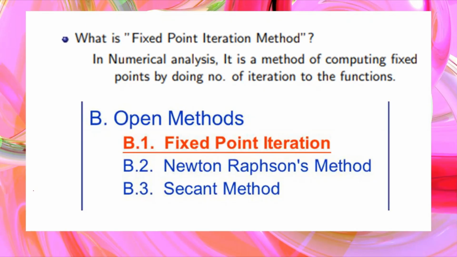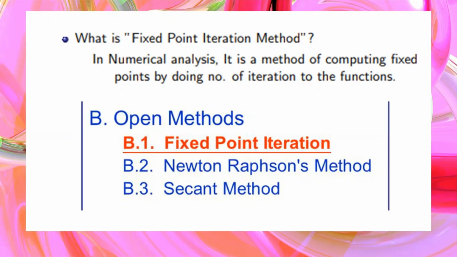So we have two kinds of methods: one is open methods and the other is bracketing methods. We have already discussed bracketing methods, that is the bisection method and the regula falsi method. Open methods are the fixed point iteration method, Newton-Raphson method, and secant method. Already I have explained the secant method and Newton-Raphson method in the previous videos.